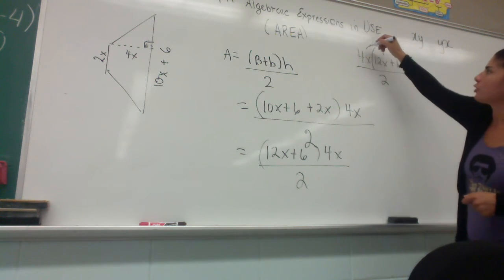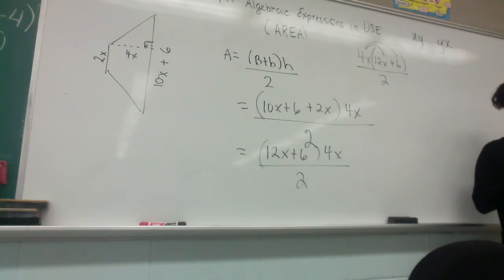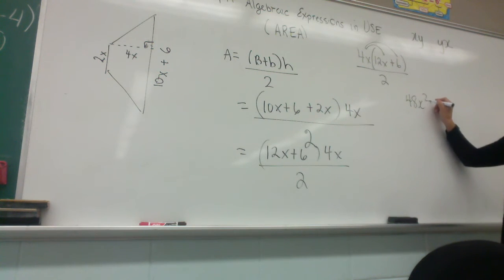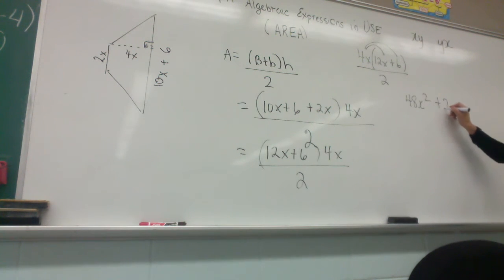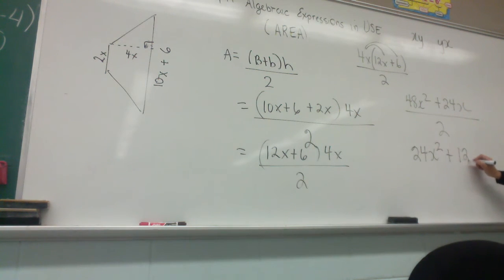So now my distribution, and this is enriched because I don't teach x times x to my regular students. So you need to know that this is 48x squared, and 4 times 6 is 24x's, all divided by 2. Final answer, 48 divided by 2 is 24x squared, and 12x. Final answer, units squared.